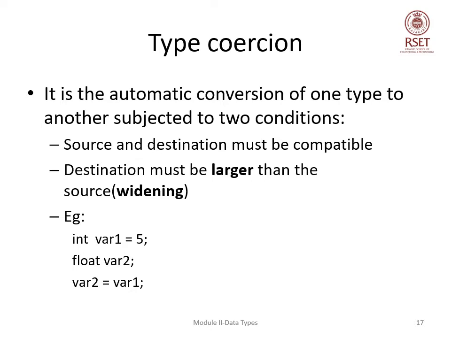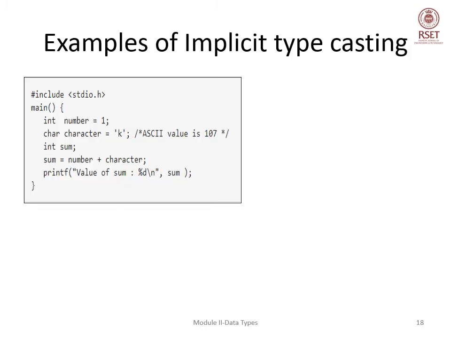According to the previous slide, we have seen a hierarchy of sizes where we've seen that int is smaller than float. In the example given, we have var1 as an integer variable and var2 as a float variable. We are assigning an integer value to a float variable, so we have to widen the destination. The destination is larger. The system will automatically convert the value 5 into a float value with 6 zeros after the decimal point. Here is another example of implicit type conversion.